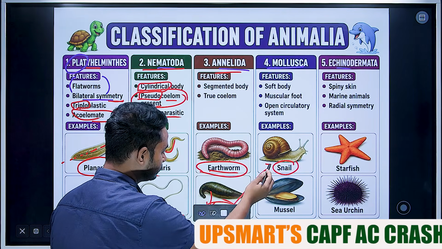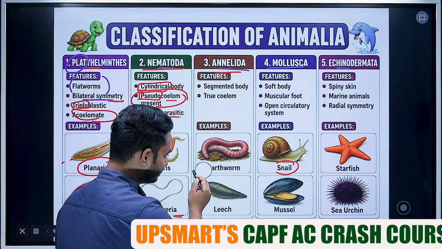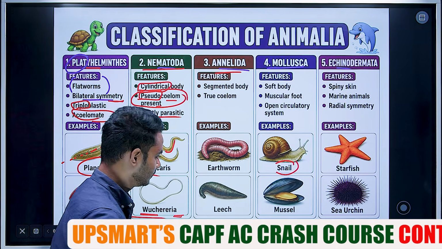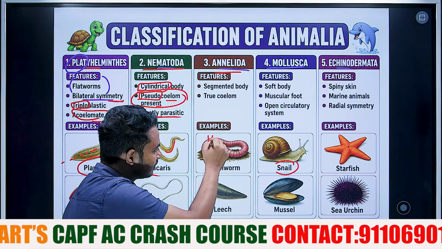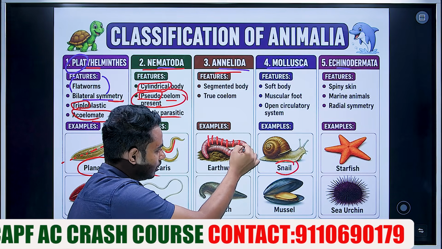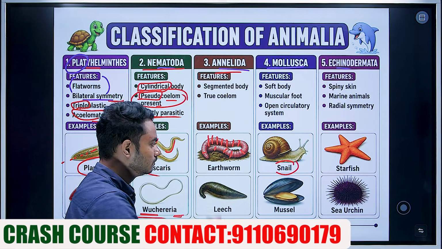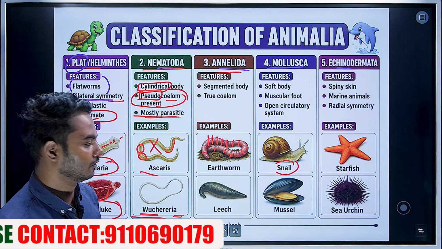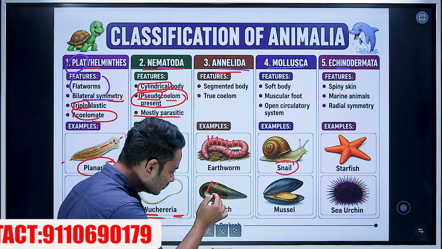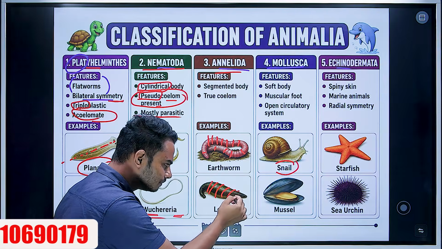You observe now. Your observation is required now. Observe it properly. You see the earthworm. You might have seen segments now. Are you seeing the segments? You have seen the leech also. Leech also will have segments. Very fine segmentations.